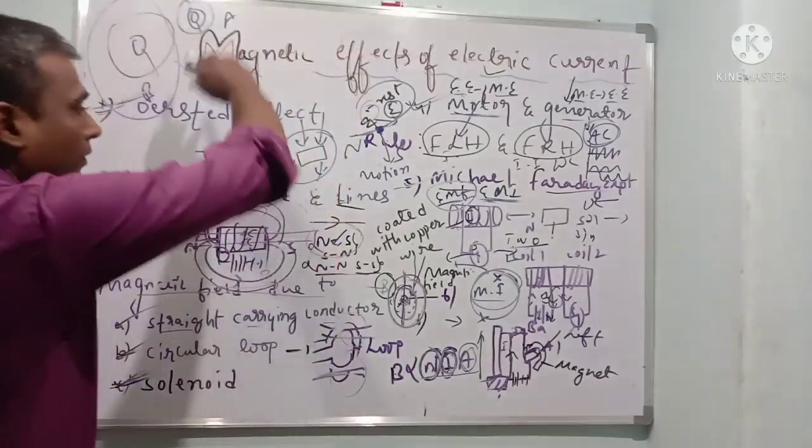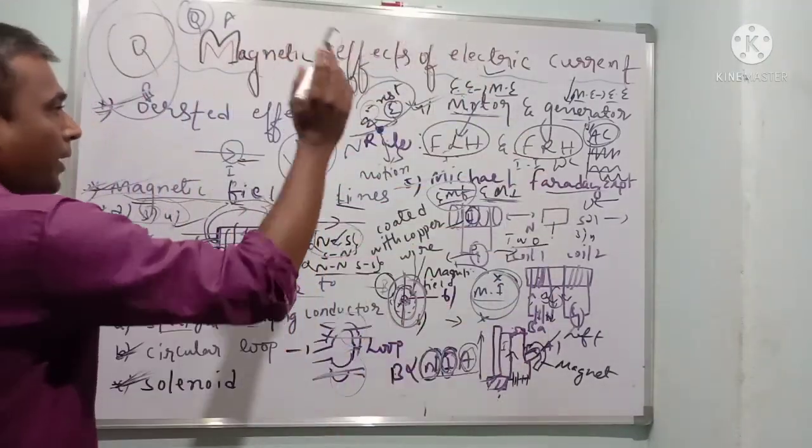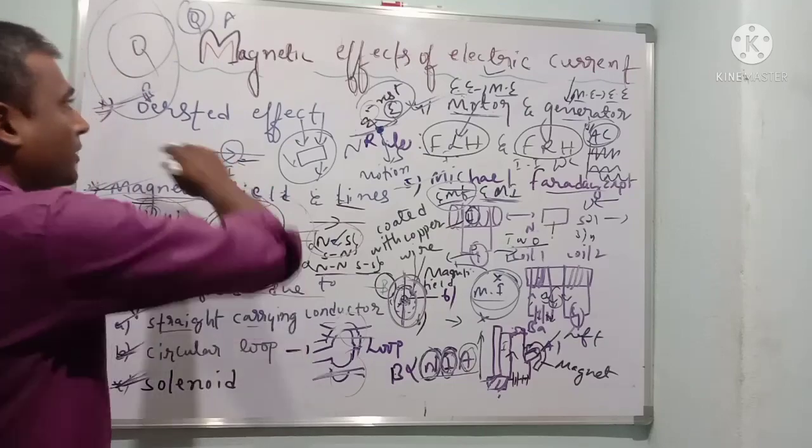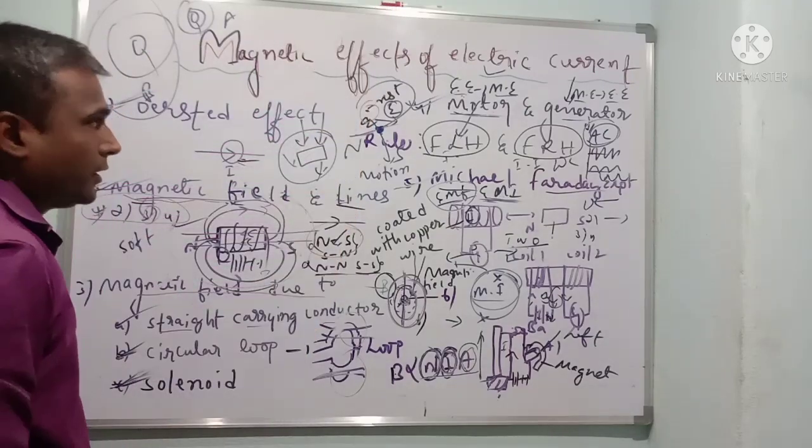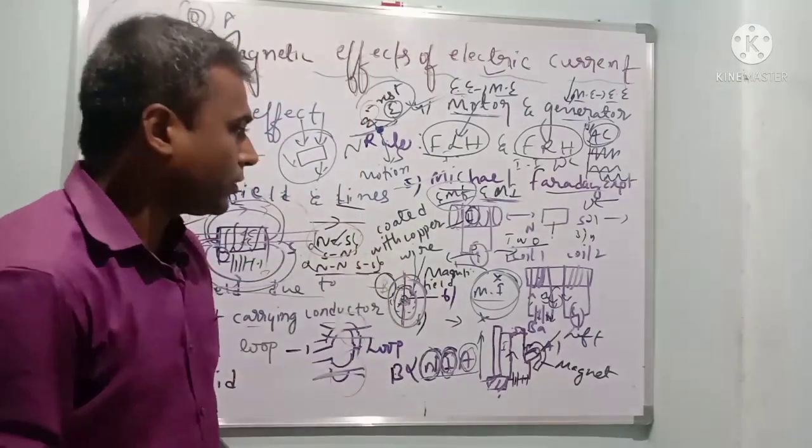Dear children, we have covered all the things in Michael Faraday's experiment, that is, everything in the magnetic effect of current. So I hope you understood.